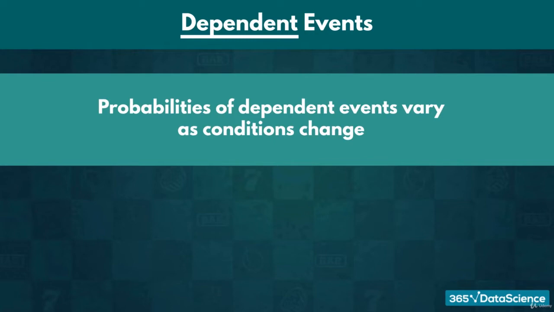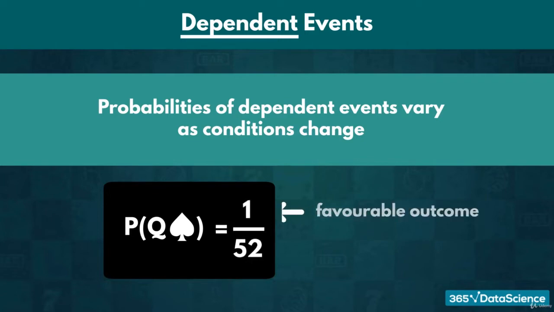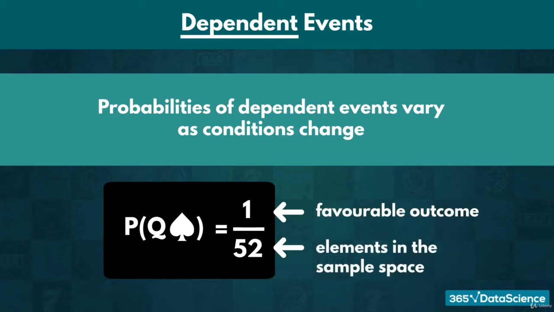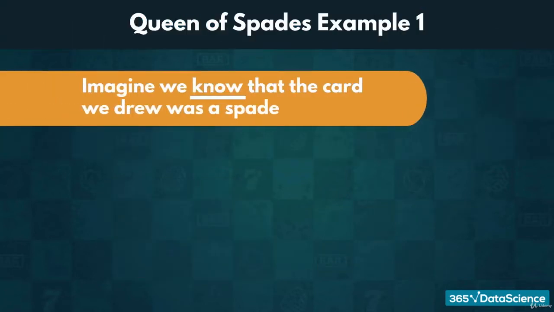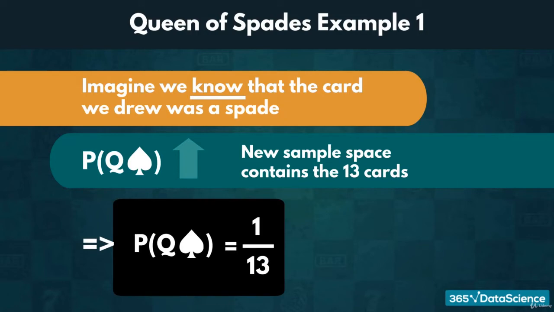For instance, take the probability of drawing the Queen of Spades. Normally, the answer is 1 over 52, since we have exactly one favorable outcome and 52 elements in the sample space. Now, imagine we know that the card we drew was a spade. Our chances of getting the Queen of Spades suddenly go up, since the new sample space contains the 13 cards from the suit only. Therefore, the probability becomes 1 over 13.